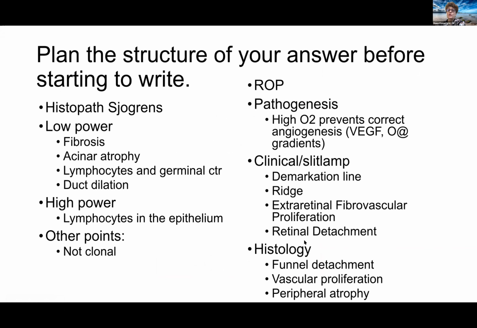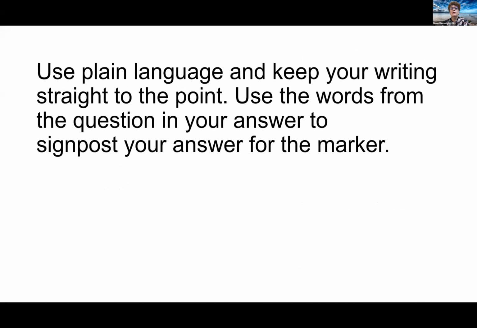So this is the plan. I would put them in slightly longer sentences, right? This should be O2, by the way. And then the pathogenesis, I would expand this a little bit and write a full sentence. But so the headings: where is the ridge? Extraretinal fibrovascular proliferation, where? And retinal detachment. So I would expand them a little bit, yeah.